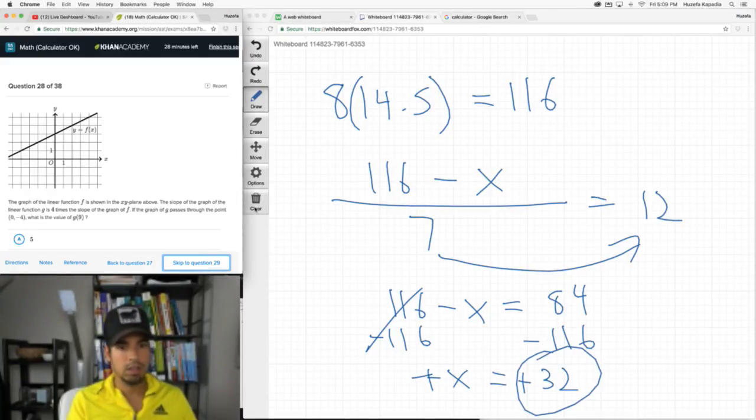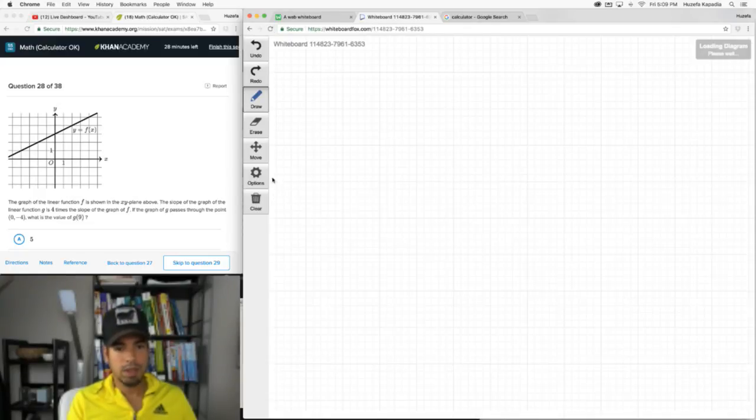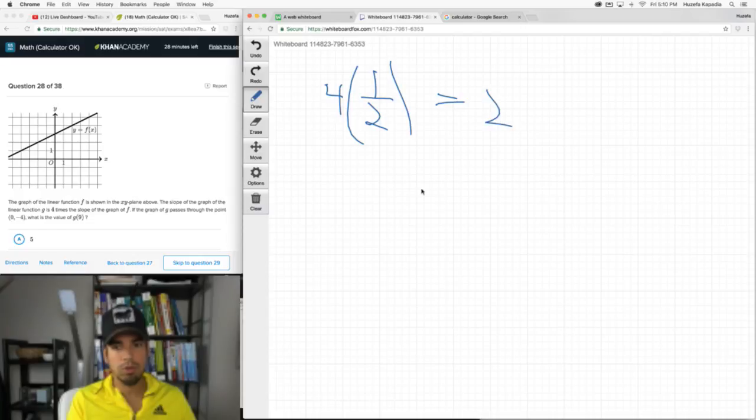All right, next one. The graph of the linear function f is shown in the xy plane. The slope of the graph of the linear function g is 4 times the slope of f. What's the slope of f? It goes up by 1 over 2, so the slope is 1/2. Then the slope of g is 4 times 1/2, which equals 2.